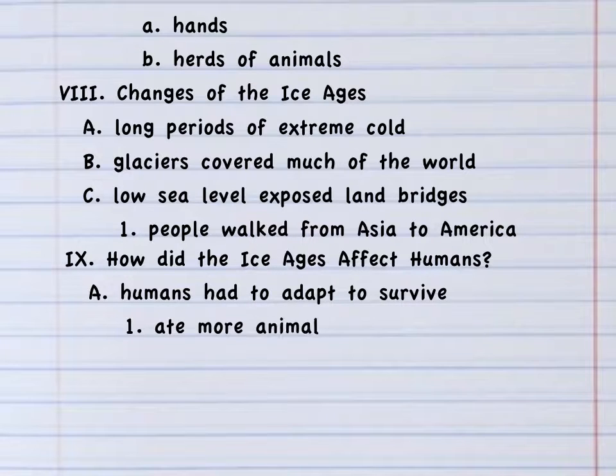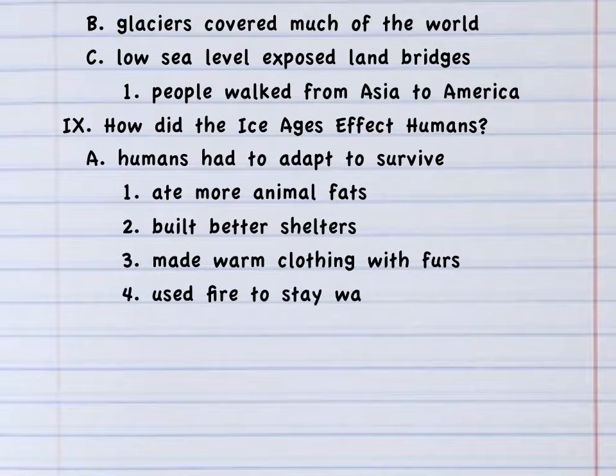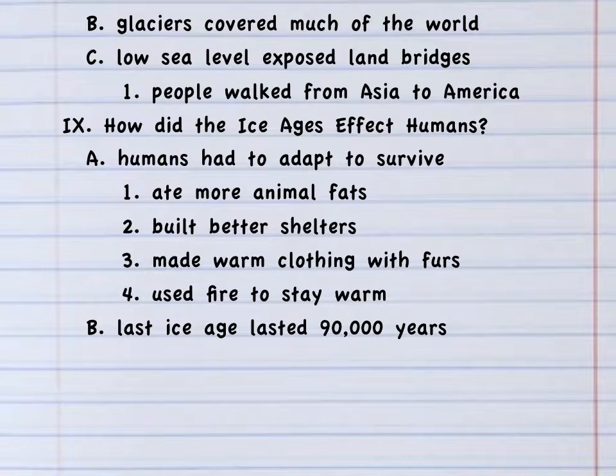Some ways that we did that was to have a diet of more animal fats. We also built better shelters. We began to make warm clothing with furs and with the bone needle, and then we used fire to stay warm. The last ice age lasted for a period of 90,000 years, so it was a very long time of extreme cold. We're still just coming out of the last ice age.